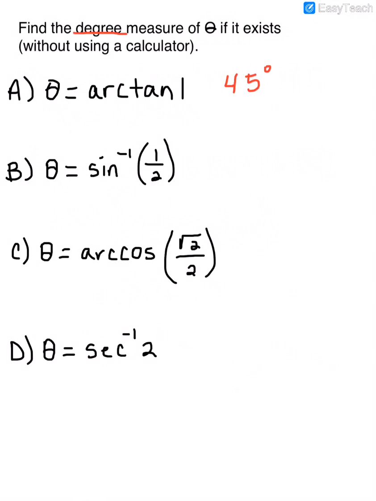All right, sine has the same restrictions. It's just the values between negative 90 and positive 90. So the angle whose sine is a positive 1/2 between those values would be 30 degrees. Okay, the arc cosine of square root of 2 over 2, we know that that would be 45 degrees.